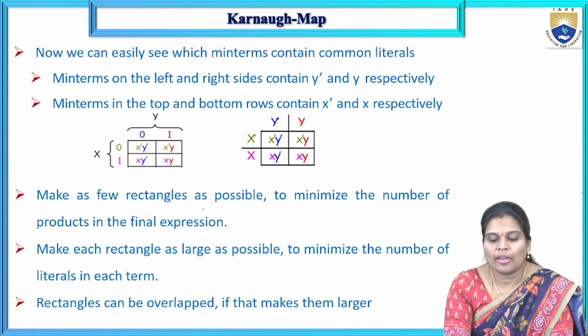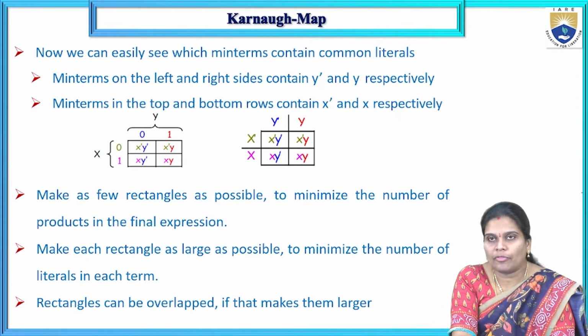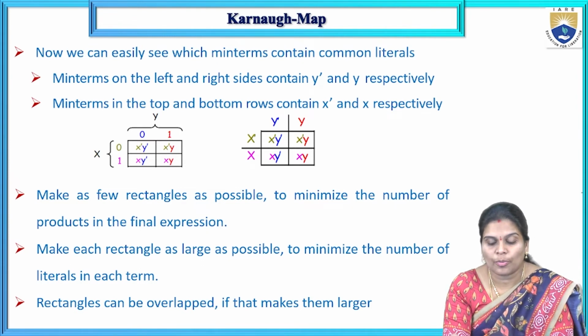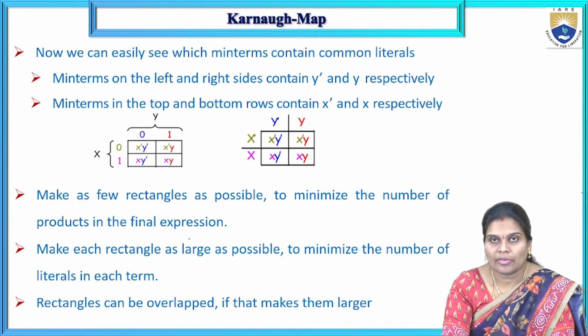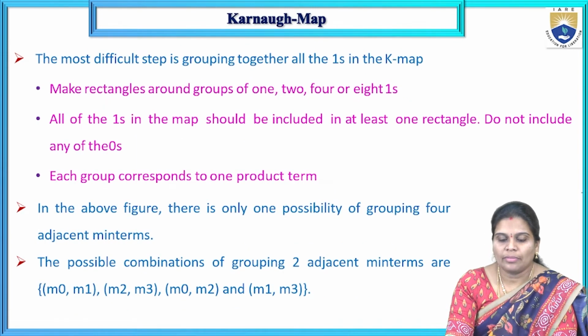So make as few rectangles as possible to minimize the number of products in the final expression. Each rectangle should be as large as possible to minimize the number of literals. Rectangles can be overlapped if that makes them larger. Okay, so we'll see how we form the groups.